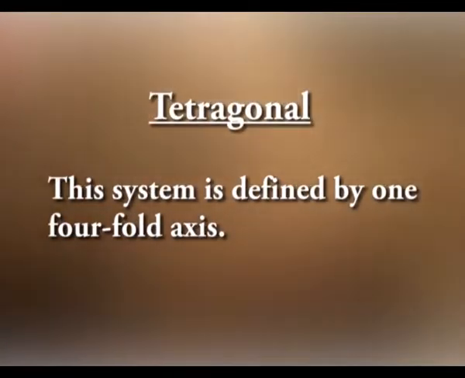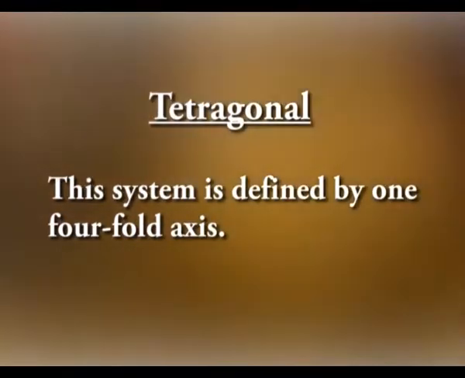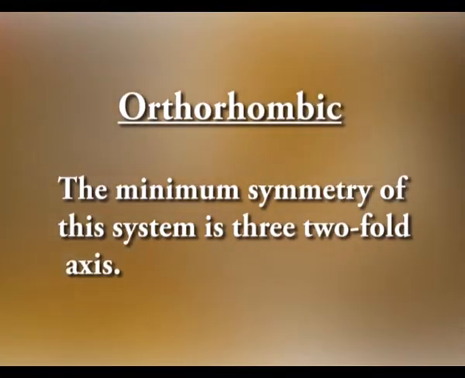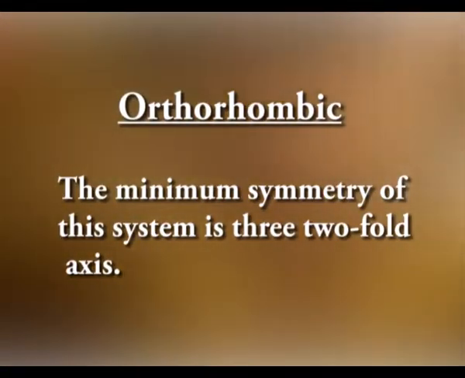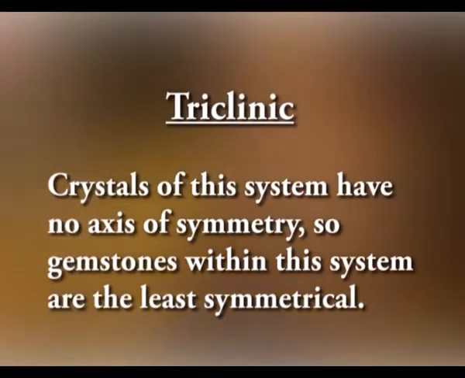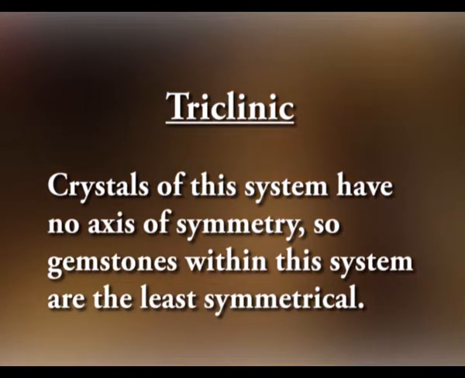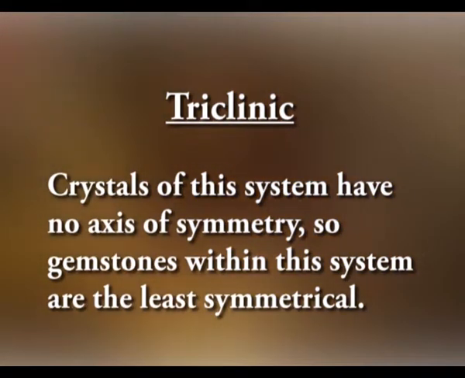Fourth, tetragonal. This system is defined by 1-4-fold axis. Fifth, orthorhombic. The minimum symmetry of this system is 3-fold axis. Sixth, triclinic. Crystals of this system have no axis of symmetry. So, gemstones within this system are the least symmetrical.